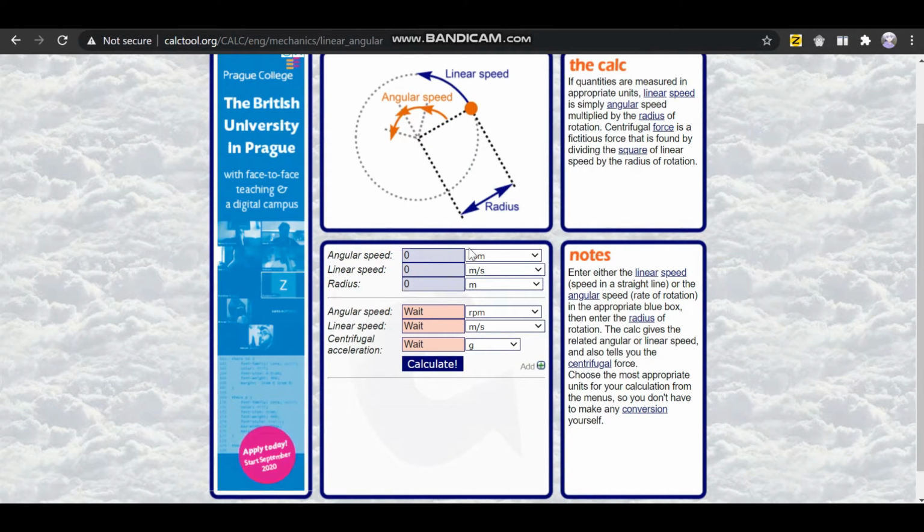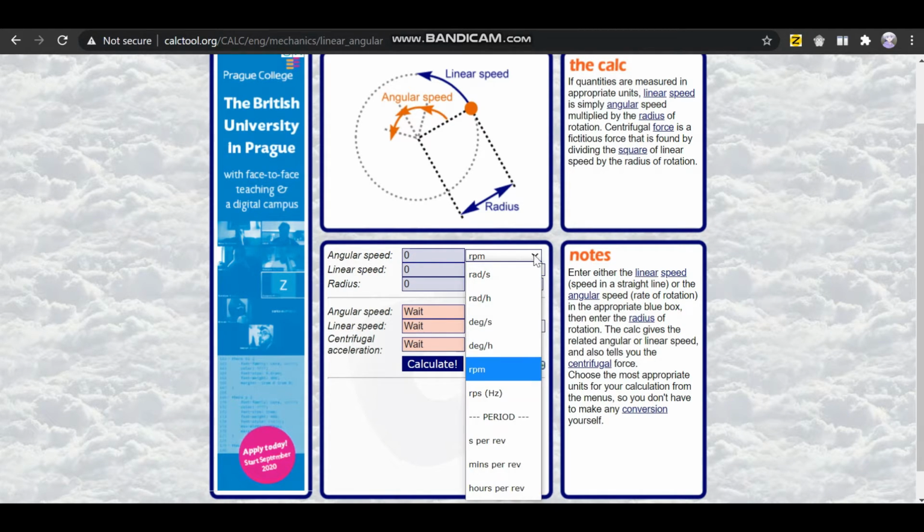Here, we have the blue bar. This is where you will put the given. And we have these units beside it. We have radians per second, radians per hour, degrees per second, degrees per hour, revolutions per minute, revolutions per second. And by the way, there's a mistake in this website. The unit hertz should be with the radians per second and not with the revolutions per second.